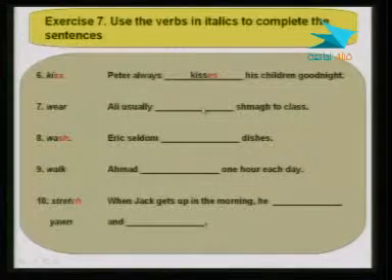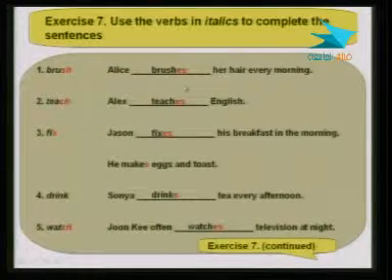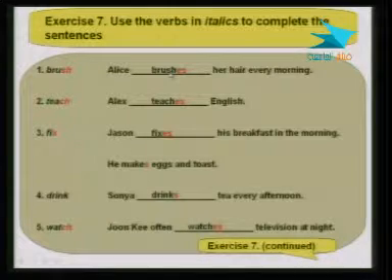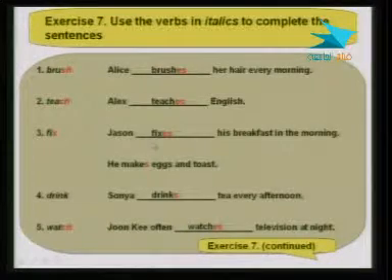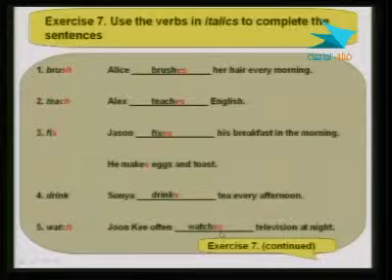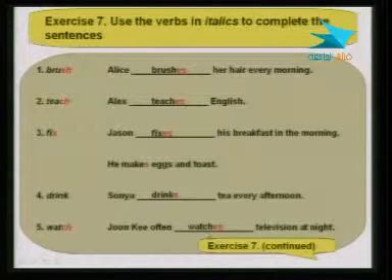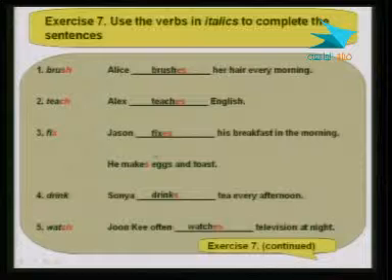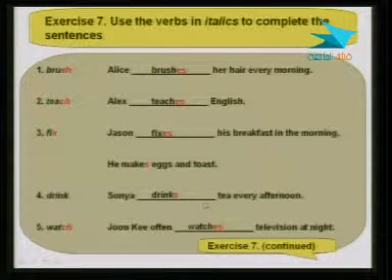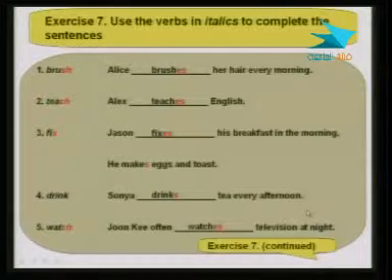Okay, so let me go back a little bit to the first part of the exercise. إذن في حال إنه انتهى الفعل بـ SH أو CH أو X، تكون الـ ending هي "iz". فنقول brushes, teaches, fixes, drinks and watches. All right. Sonia drinks tea every afternoon, and with watch, June, okay, often watches television at night.